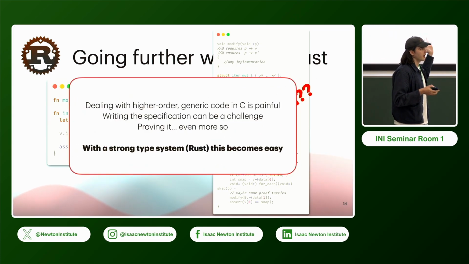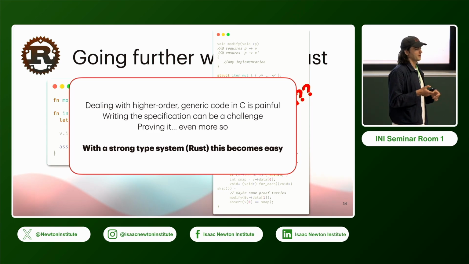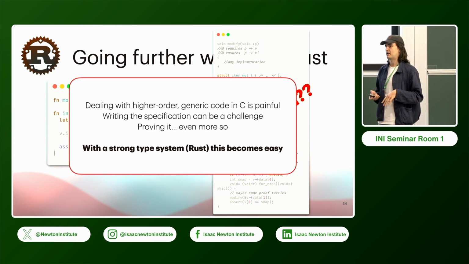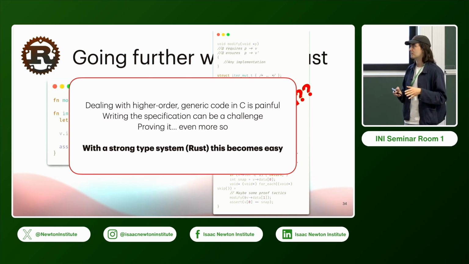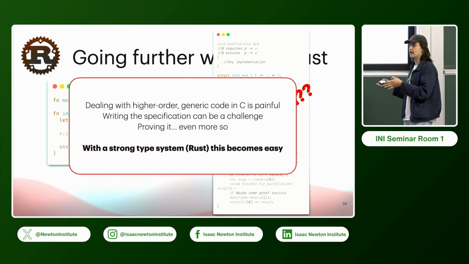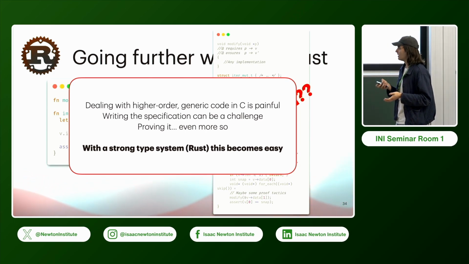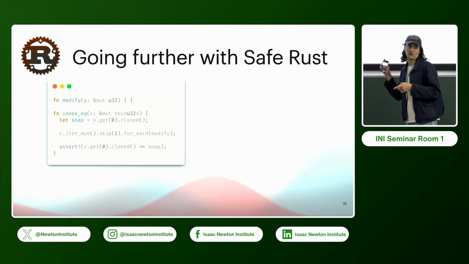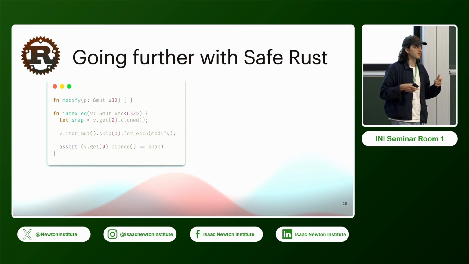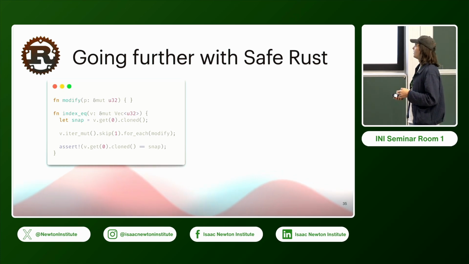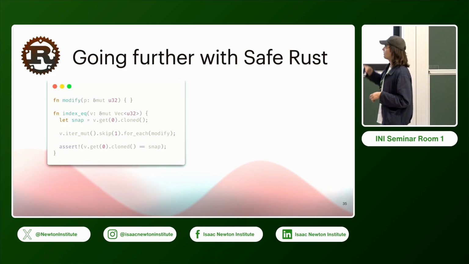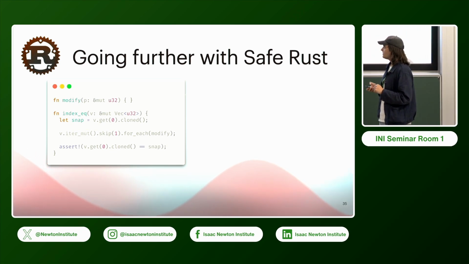And so dealing with higher order generic code in C gets a lot more painful to specify, a lot more painful to verify. Whereas when we have a strong type system like in Rust, we can actually make this verification really nice and ergonomic to perform. And so to look a little bit more at how Rust actually enables us to do nice verification, even in the presence of higher order, mutable code with mutable captures and things like that, let's look at our little Rust example here.